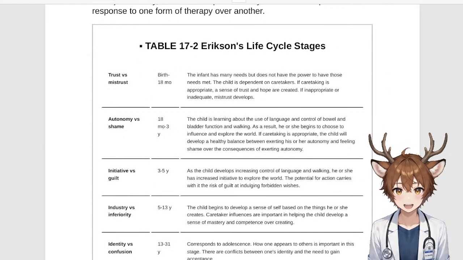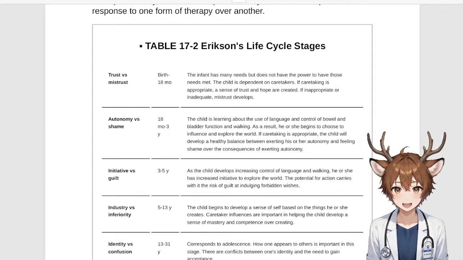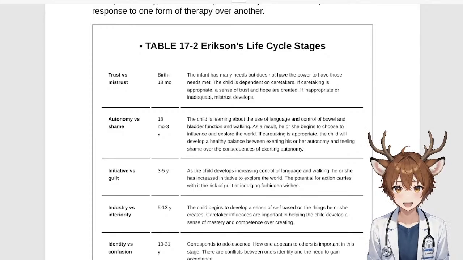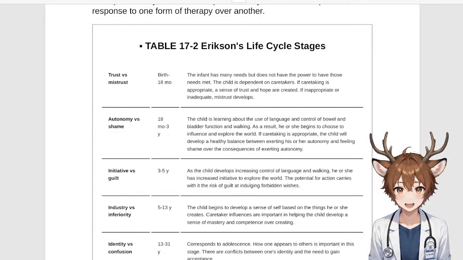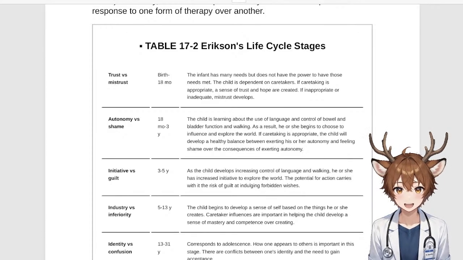So the first stage, between birth and 18 months, is trust versus mistrust. The infant has many needs but does not have the power to have those needs met. The child is dependent on caretakers. If caretaking is appropriate, a sense of trust and hope is created. If inappropriate or inadequate, mistrust develops.